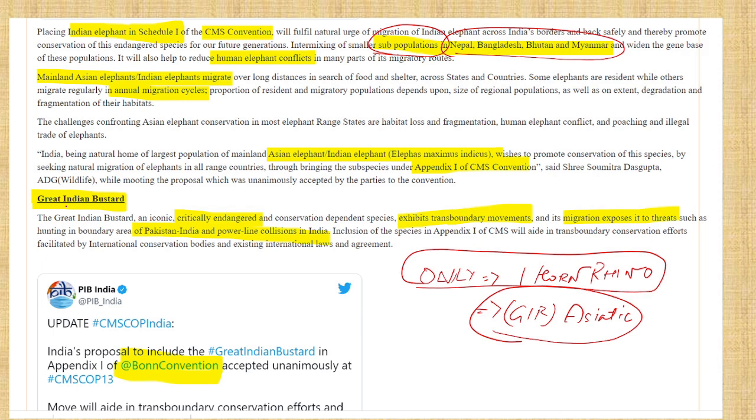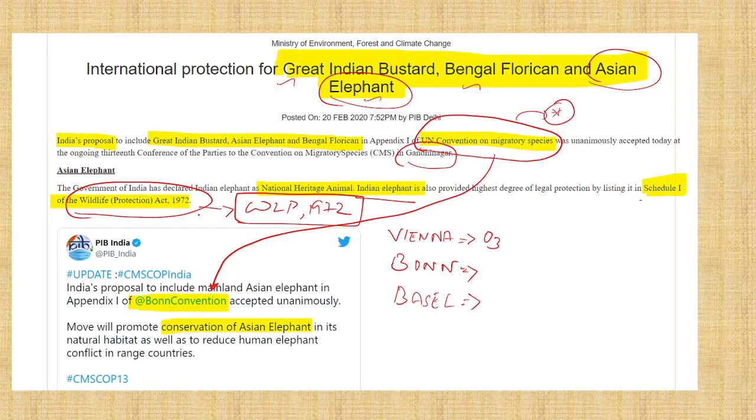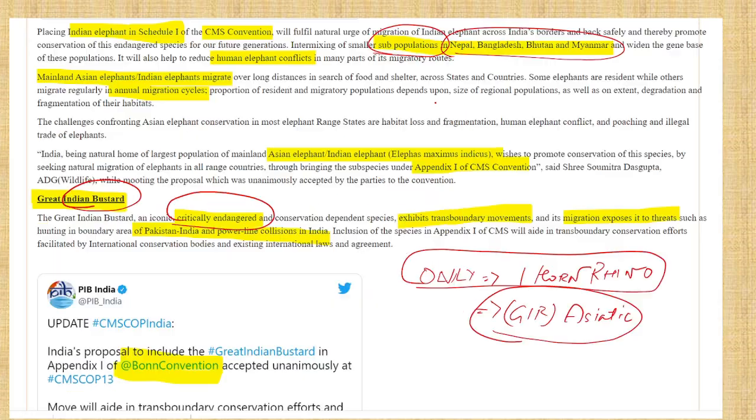The next important species added to this convention is the Great Indian Bustard. This is also very key, because the information I gathered is related to it. It is critically endangered. The elephant is not critically endangered, my friends; the elephant is endangered. But the Great Indian Bustard is critically endangered, at the verge of extinction. It is around the India-Pakistan border, actually in the Rajasthan area. This was asked many times. The reason they are getting affected is power line collisions, and the current affairs is related to that.